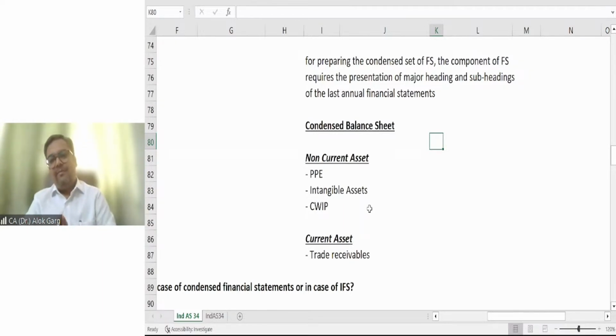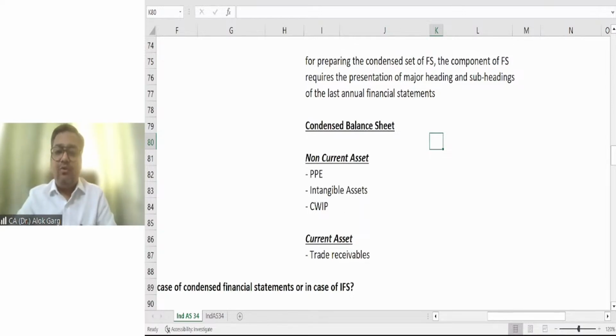Friends, again, typically condensed balance sheet, condensed statement of profit and loss, condensed cash flow, condensed statement of changes in equity is the same as what you are presenting in your annual. The only difference is all the notes to accounts are not required, right? All the notes to accounts are not required in the condensed financial statement.